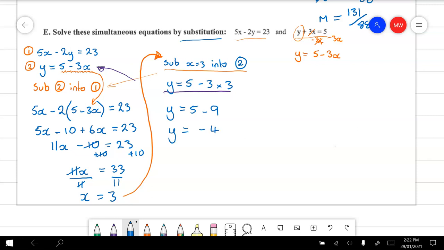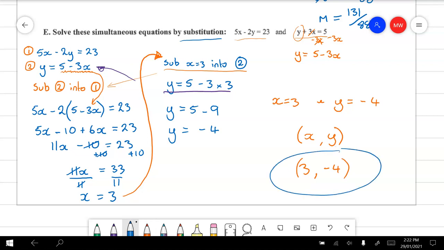And when you finish this question, you've now got two choices. Make it nice and clear for your marker either way. You can go to the trouble of saying x equals 3 and y equals minus 4, or you can write it as an XY coordinate, because that's exactly what it will be when we're graphing, as (3, -4). And you could just put this here down as your answer, and that would be fine.